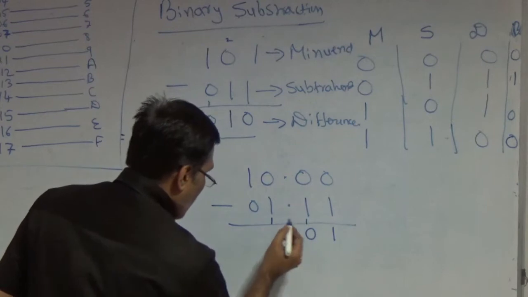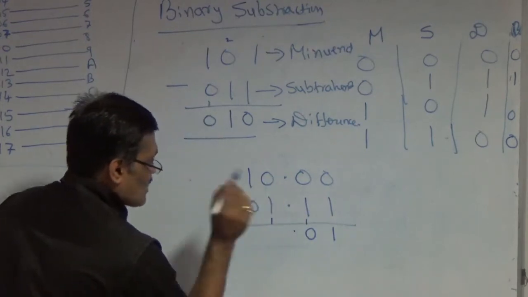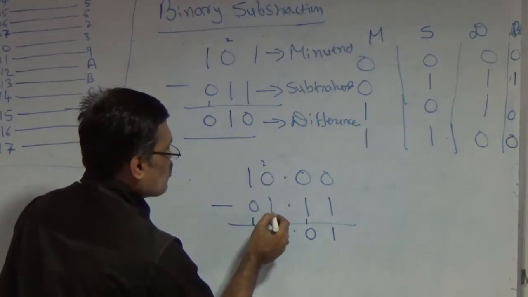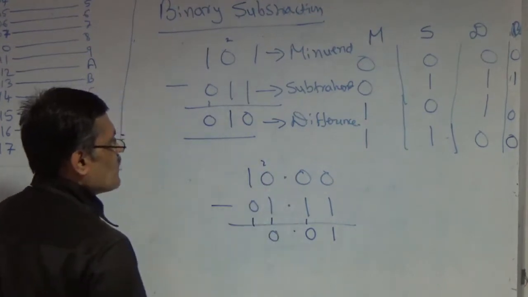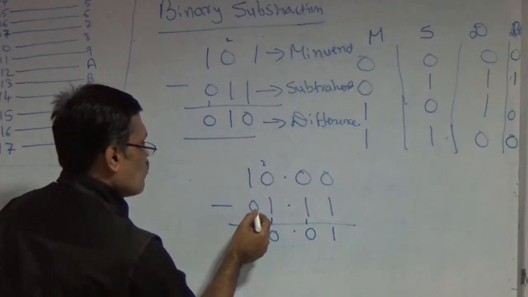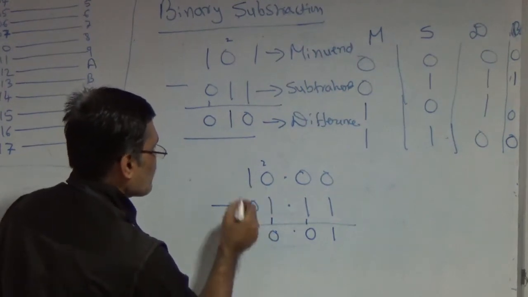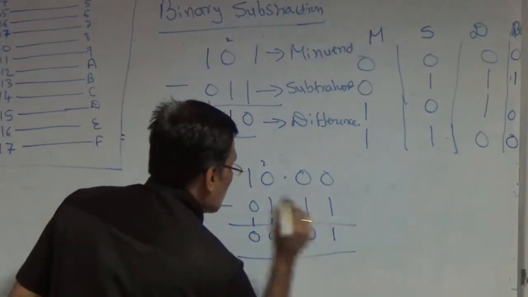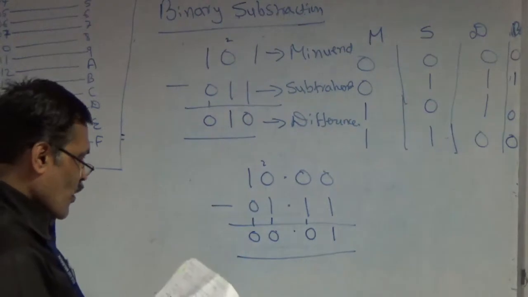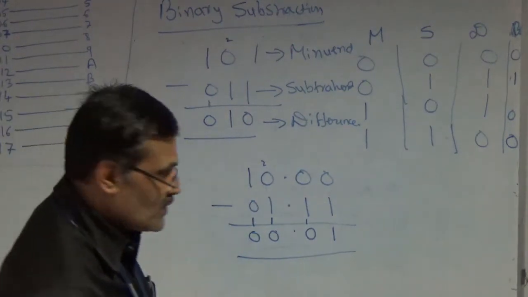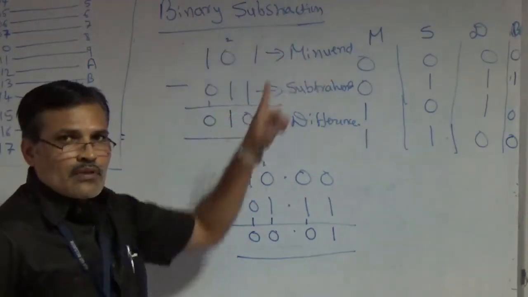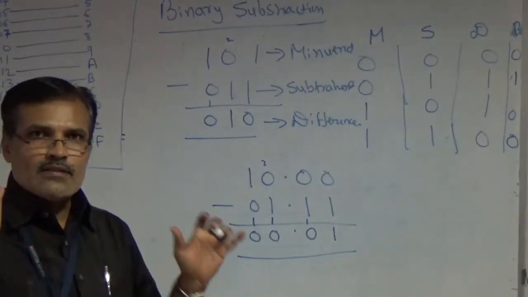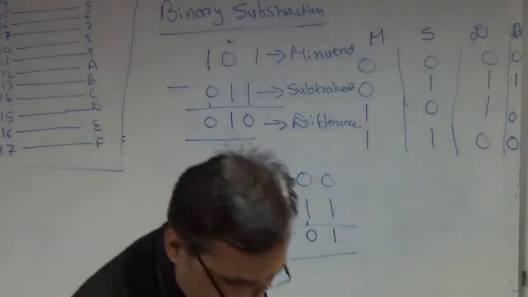Now 0 minus 1, again you need to borrow, so it becomes 2. So 2 minus 2 in this case is 0. Then 1 minus 0 is 1 only, the difference is 1. Then again, a borrow is there, 1 minus 1 is 0. So the answer is 0.01. So this is binary subtraction. Very simple, follow the same rule that you apply in the decimal number system.